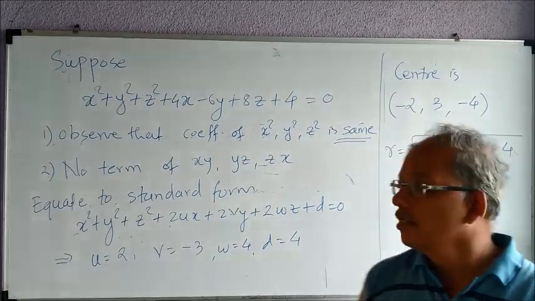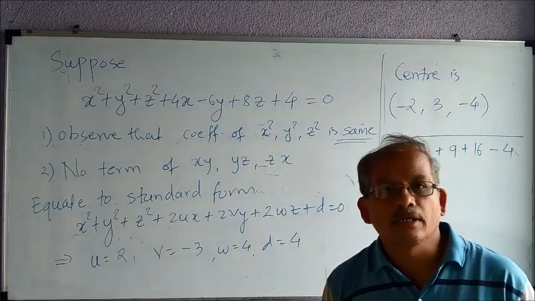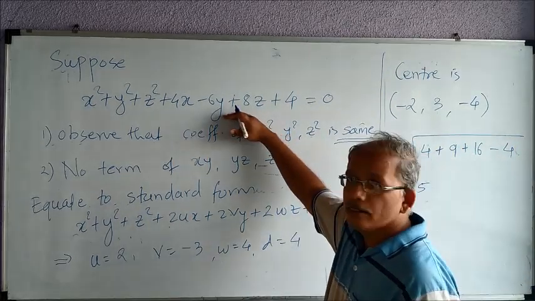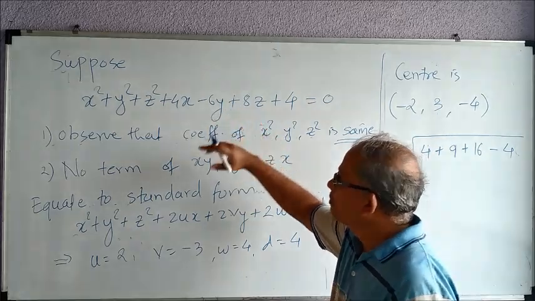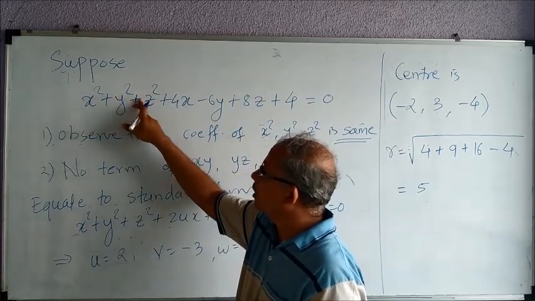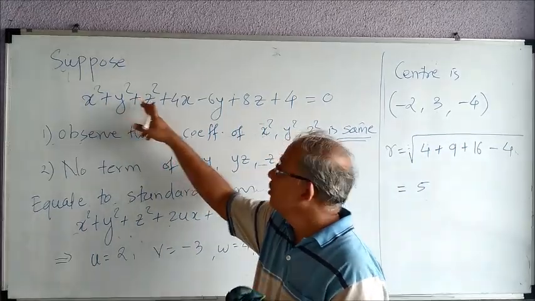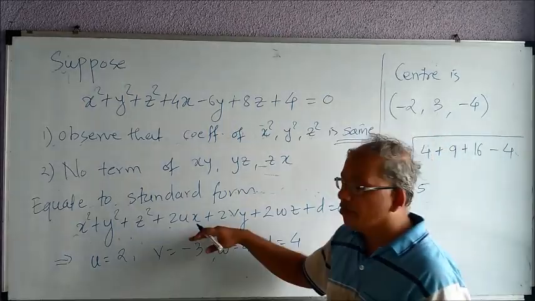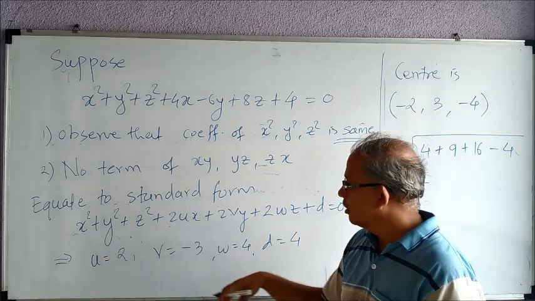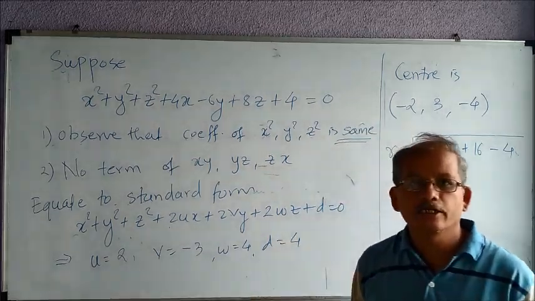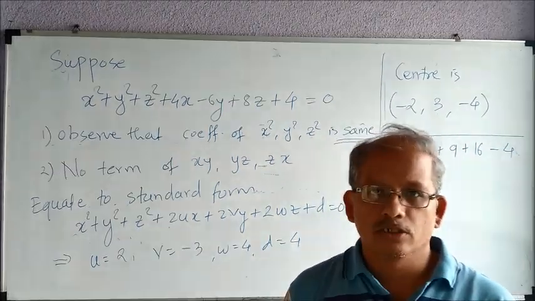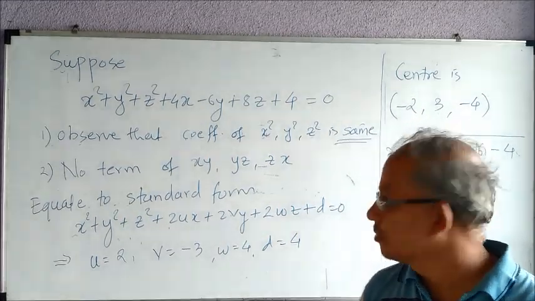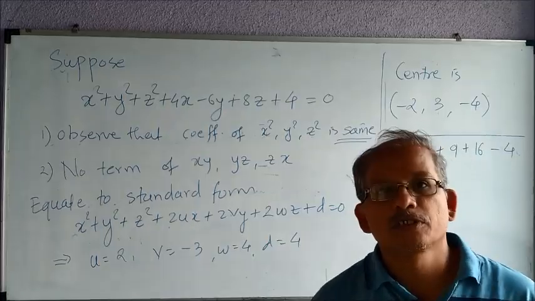Got it? You can try some more examples, but this way you can identify a sphere. First of all, note that the coefficients are constant and the same. Then there is no term of xy, yz and zx. And then by comparing with the standard form, you can easily identify the center and the radius of the sphere. Okay, fine. Then we will see some more problems of the sphere in the next video.